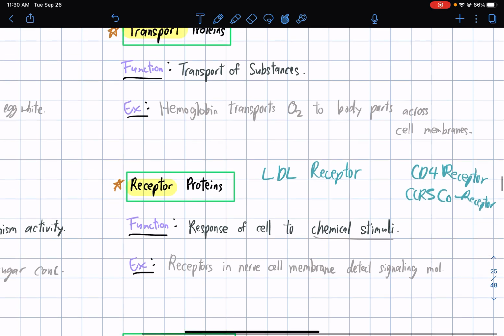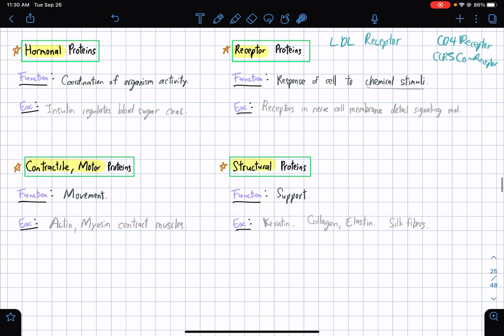And of course, we have the CD4 receptor and the CCR5 coreceptor. These are related to HIV, which I will be mentioning later. And we have contractile motor proteins for movement, proteins that are seen in our muscles, and of course, structural proteins. They give support: keratin for the hair, collagen for the bones. I'm not sure about elastin though, but yeah, as well as silk fibers.